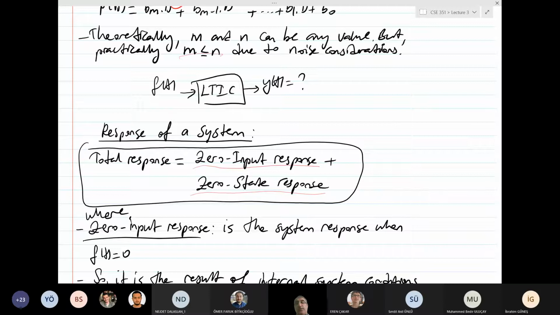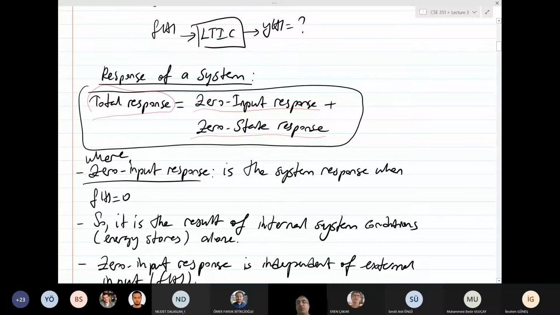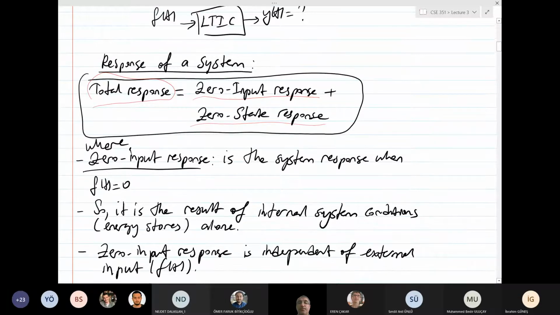So first of all, we need to find these two different responses, then add them up in order to obtain the total response. So that means a total response consists of two parts. The first part is zero input response. The second part is called zero state response. Okay, the next question is, what is zero input response and what is zero state response?